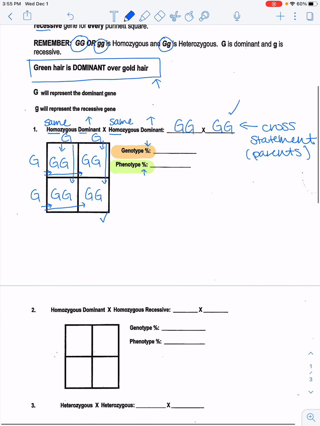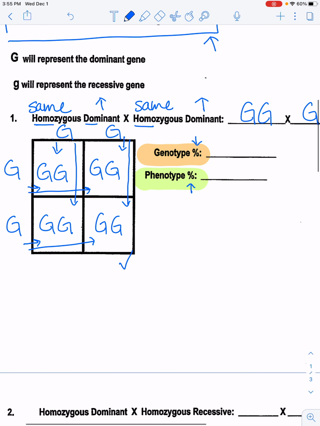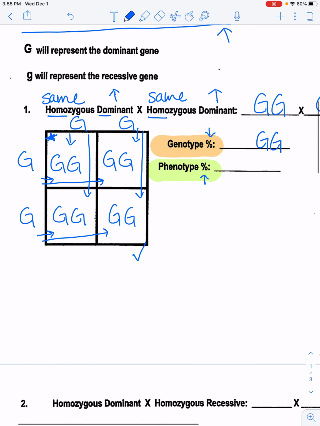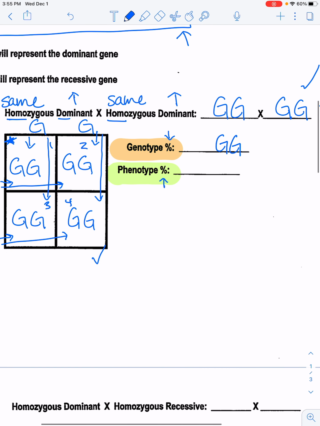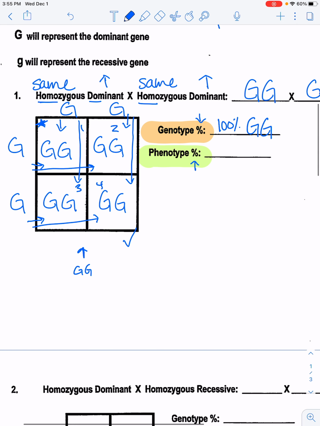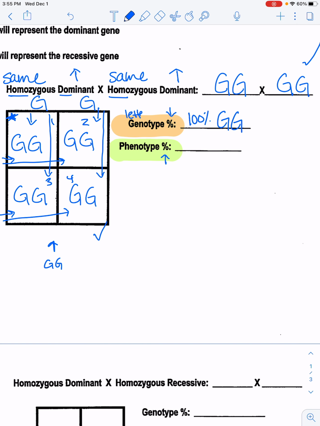So let's start off with the genotype. The way that I like to do this is I look at the first box, and in that box, I see the letters big G, big G. So I'm going to write that down. This is what I see when I look at that very first box. Now I'm going to count. How many boxes have that exact same genotype, big G, big G? Well, I see 1, 2, 3, 4. That is 4, which means 100% of the potential offspring here have big G, big G. That is the genotype, these are the letters.